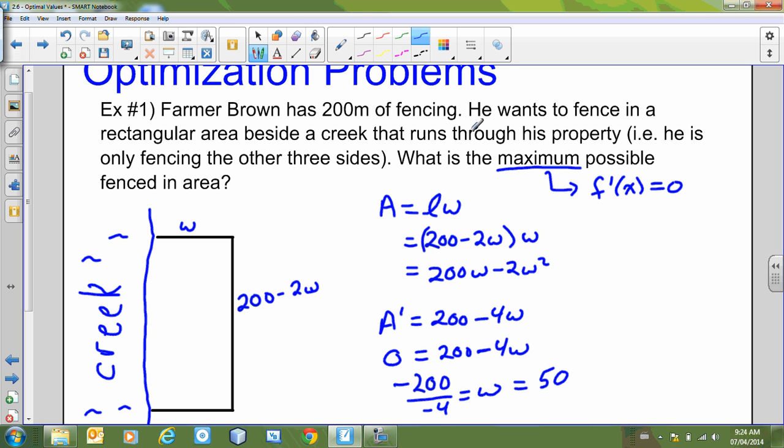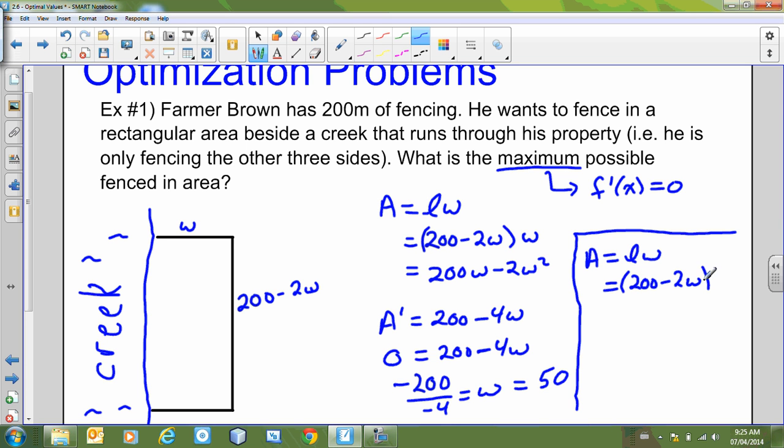So what's the maximum possible area is what I'm being asked. Sometimes you have to watch the question itself. It could ask us what dimensions will give us the maximum area. It can also ask us what is the maximum area. In this case, they're actually asking for the area. And so the area is the length times the width. The length is, again, 200 minus 2W times the W value that we know.